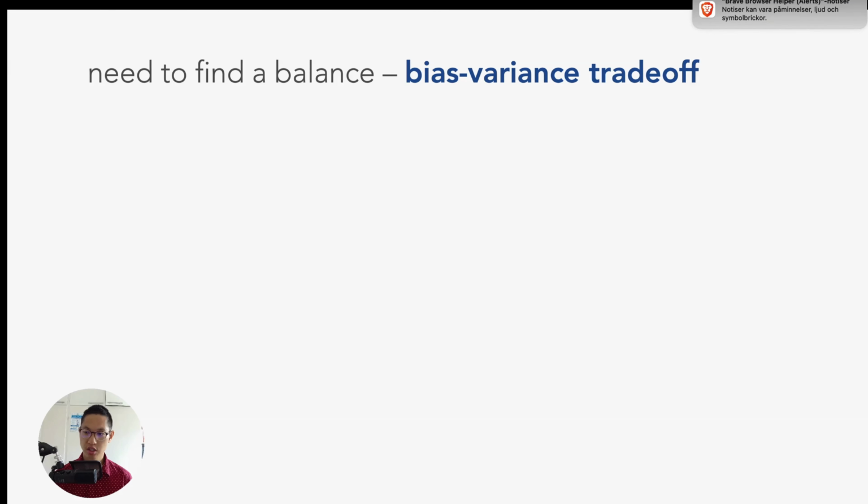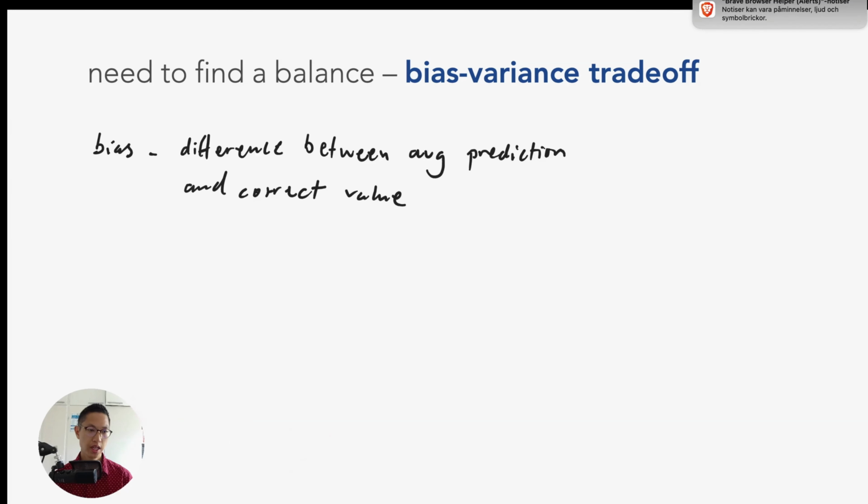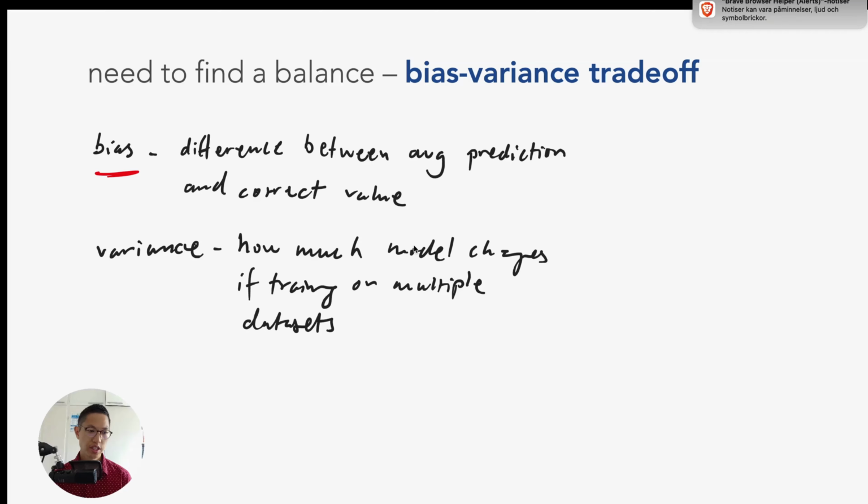This is a term that you will work with a lot if you're going into data science and want to find models that will generalize well. You will have this in mind all the time. Bias-variance trade-off. The bias is basically the difference between the average prediction and the correct value, and the variance is how much the model changes if training on multiple data sets. This is what it means, and you need to find a balance between these.